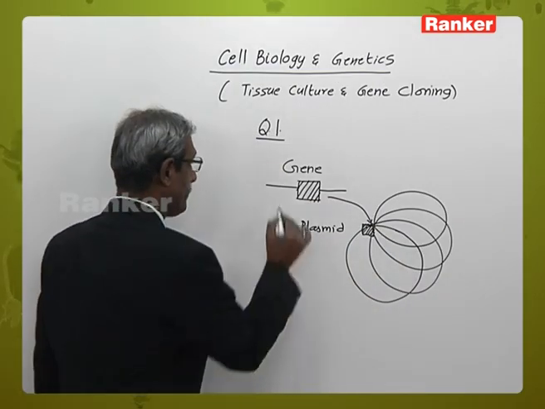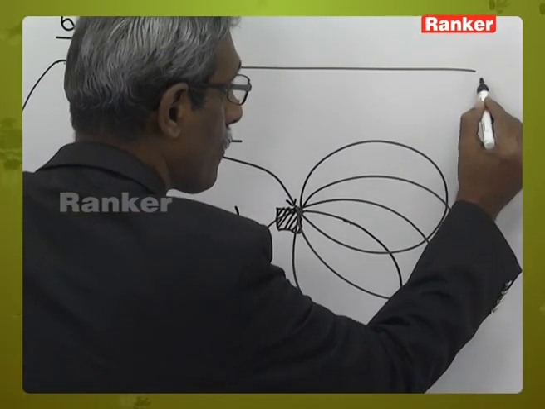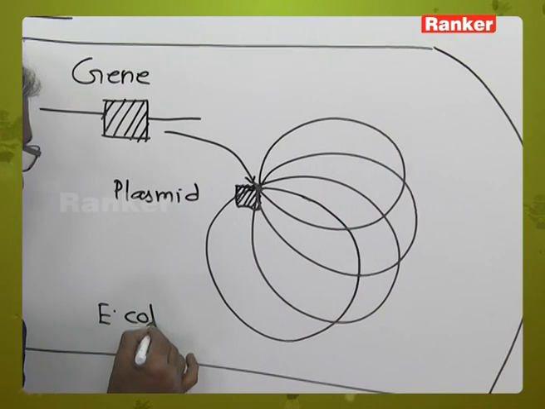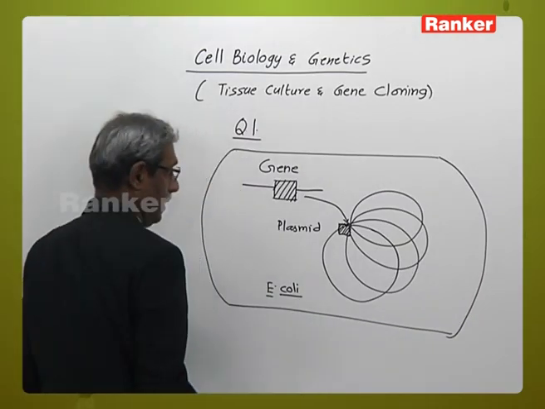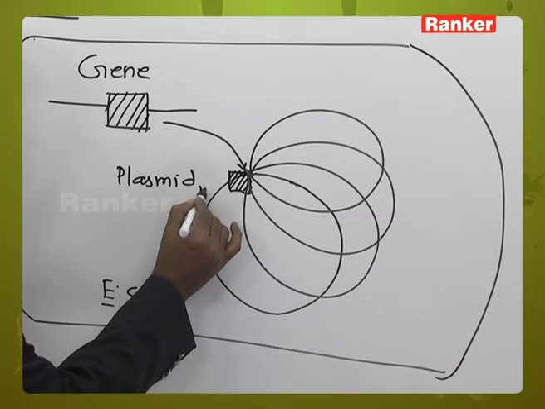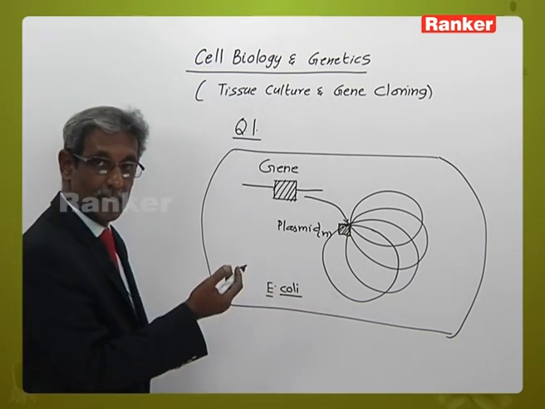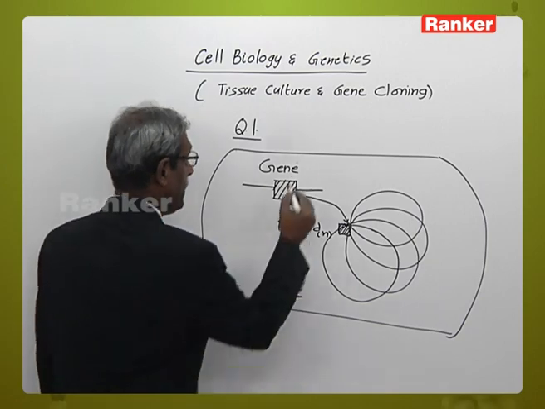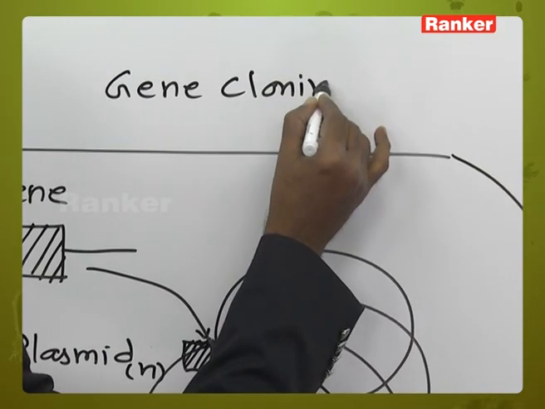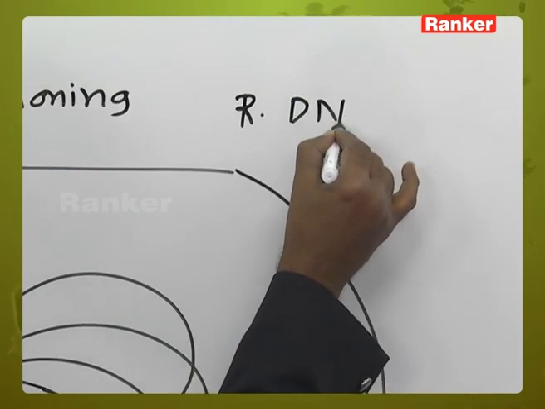Within a bacteria, that is within Escherichia coli, if the gene of interest is loaded into a plasmid and the plasmid is able to make n number of copies, then the entire process is primarily termed as gene cloning, or it is also termed as recombinant DNA technology or rDNA technology.